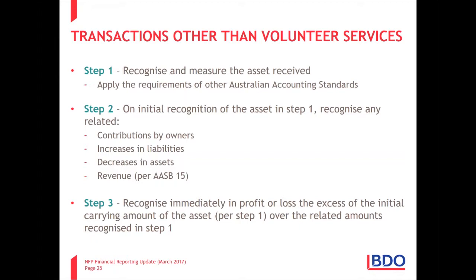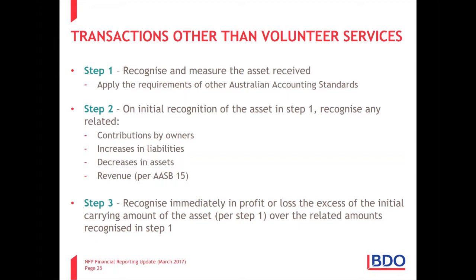So when we receive that asset, we'll look at these other Australian accounting standards and we'll come up with what those standards tell us. How should we recognize and measure the asset? Now, these other accounting standards would usually tell you that you account for property, plant and equipment, let's say, at cost. So you look at those standards and you do what they tell you to do.